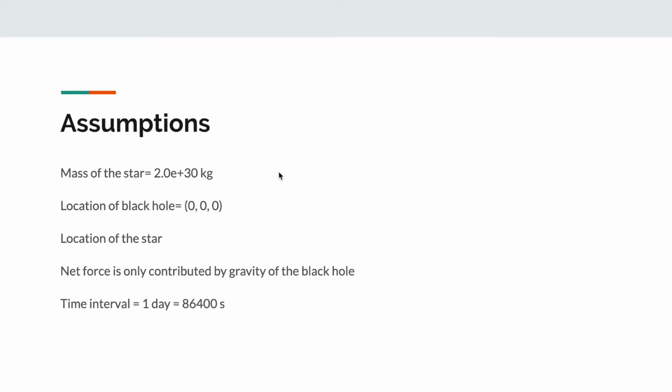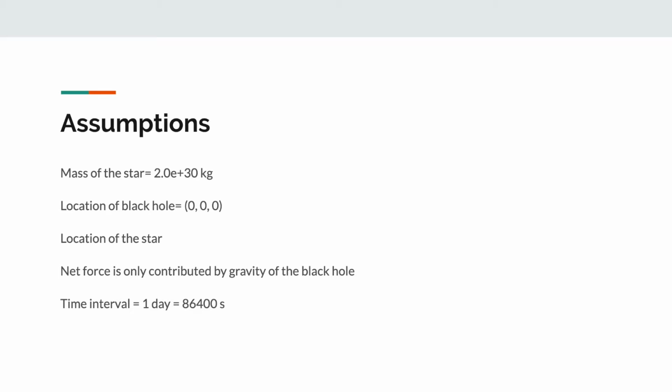Our investigation relies on several stated values and a few assumptions. Firstly, we know that the mass of the star is 2 times 10 to the 30th kilograms. Next, we know that the black hole is located at the origin 0, 0, 0. We are able to deduce the location of the star utilizing Newton's second law to predict the position along the randomly assigned trajectory of the star. Thus, we know the location of the star.